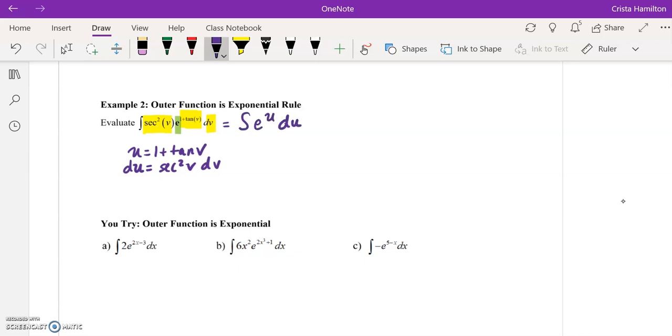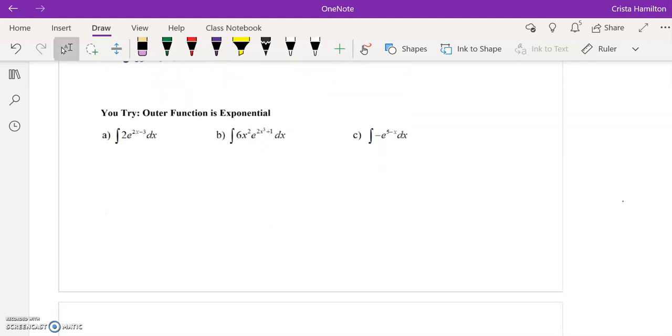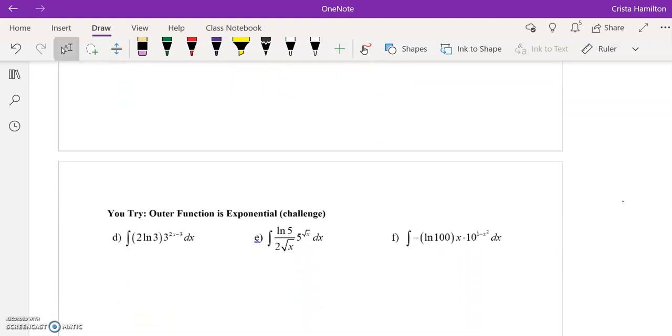And then we say, okay, what is the antiderivative of e to the u? It would be e to the u plus c. I have a tendency to go ahead and just plug back in at this point and do my plus c, saving myself a little bit of time. Right? I'm going to leave a, b, and c for you to do, where the outer function is exponential.